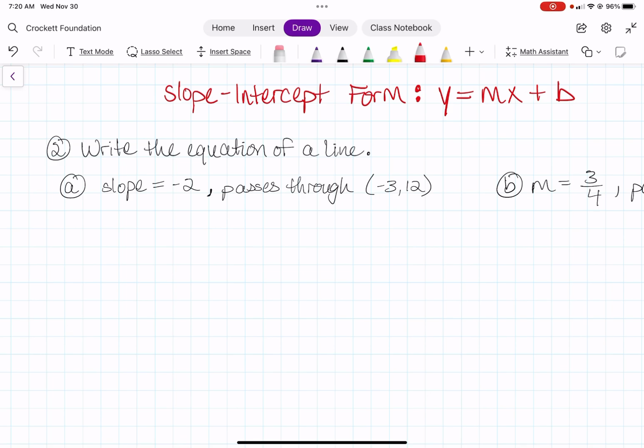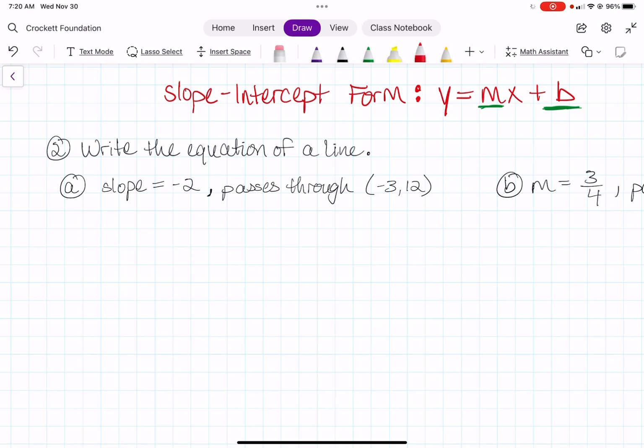For both of these examples today, we're going to use the slope-intercept form to help us write the equation of a line. Now, the two things that have already been discussed in my prior video that we always need are the slope and the y-intercept. So as long as we have those two things, we can write the equation of a line.